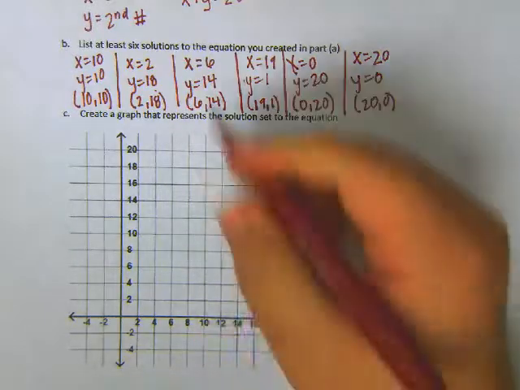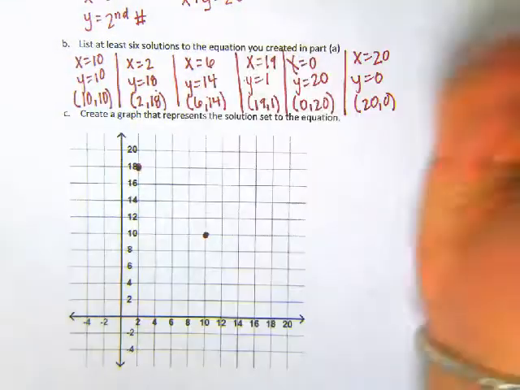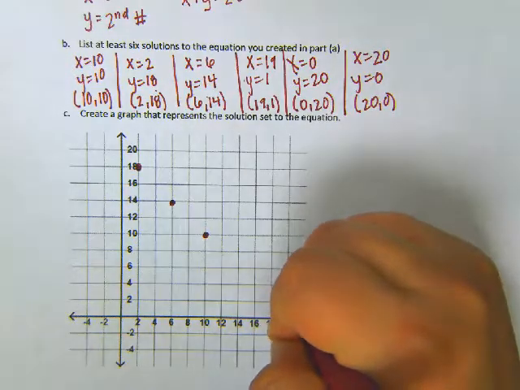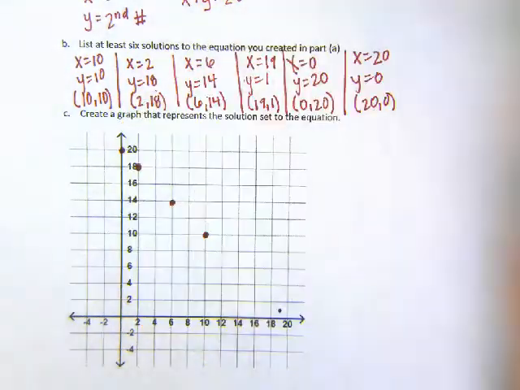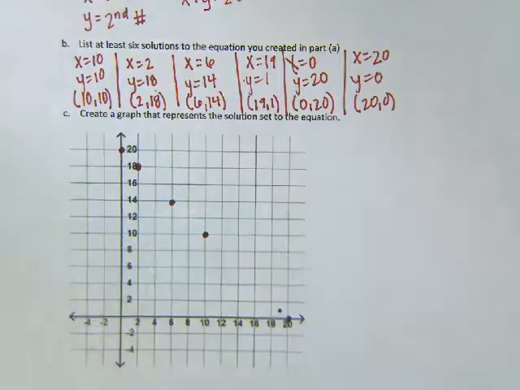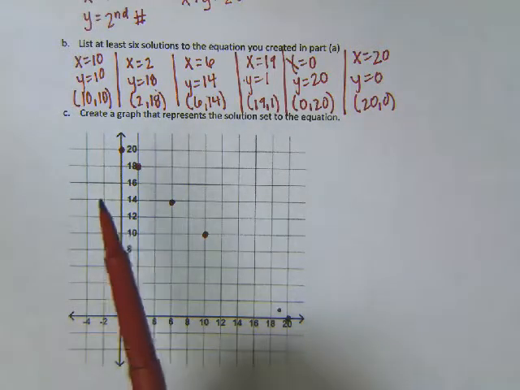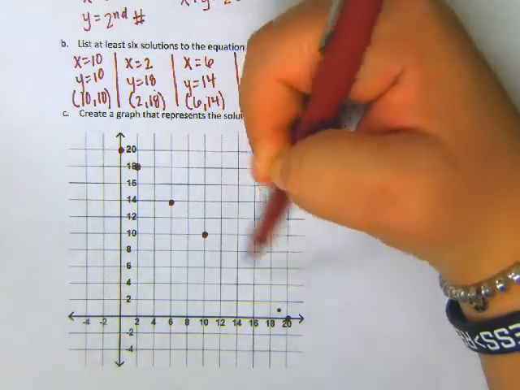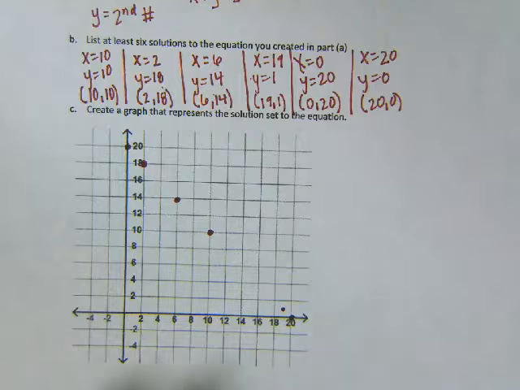So we have the point (10, 10) as our first point. We have the point (2, 18), (6, 14), (19, 1), which is in this little middle square right there, (0, 20), and then (20, 0). So these are the 6 points, and whenever we look at this, we notice that the line is straight. If we went through and connected all of these points, it would create a straight line, and straight lines also contain slope. That's what makes them linear.